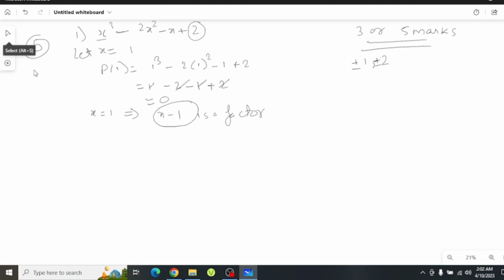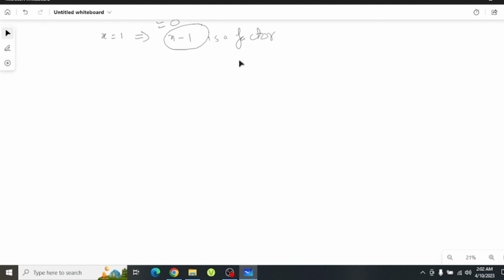Okay, now what we have to do, we have to divide our polynomial with x minus 1, and the way to divide is the long division method. Okay, so now we will do the long division, where our dividend is x cube minus 2x square minus x plus 2. We will divide this with x minus 1.